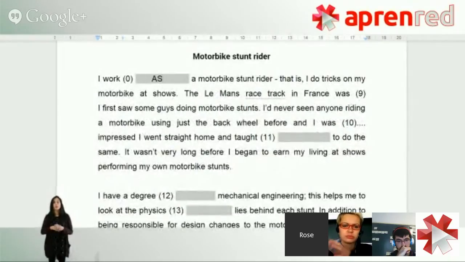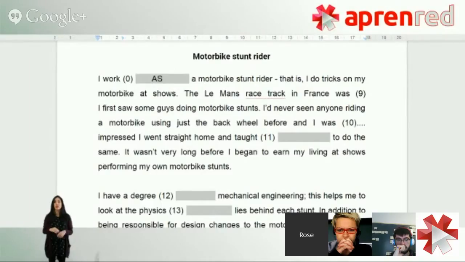I work, gap, which was as a motorbike stunt rider. That is, I do tricks on my motorbike that shows. The Le Mans race track in France was, and then there's a gap in 9, which you can't clearly see, but that 9 is a gap also. I first saw some guys doing motorbike stunts. I never seen anyone riding a motorbike using just the back wheel before. That was, and then 10 is another gap. Each number is a gap.